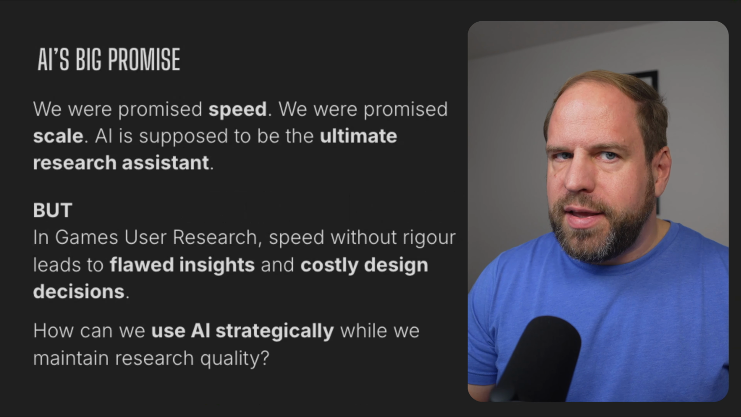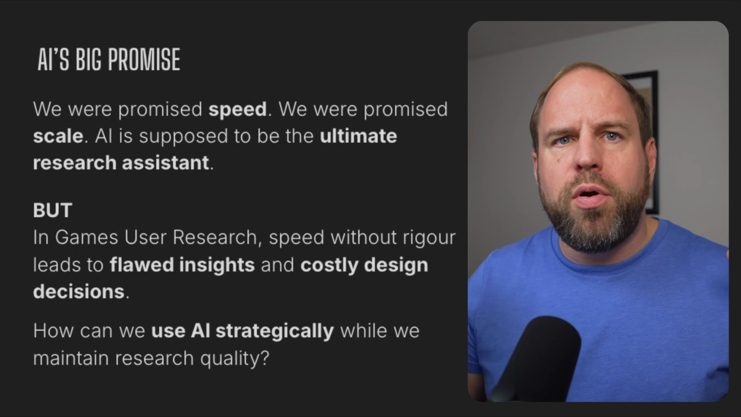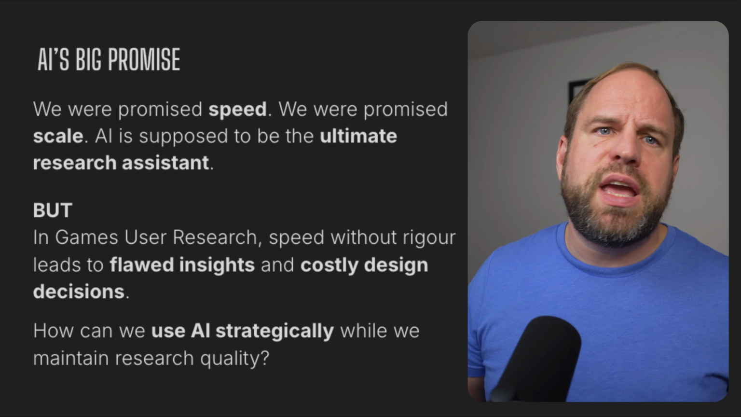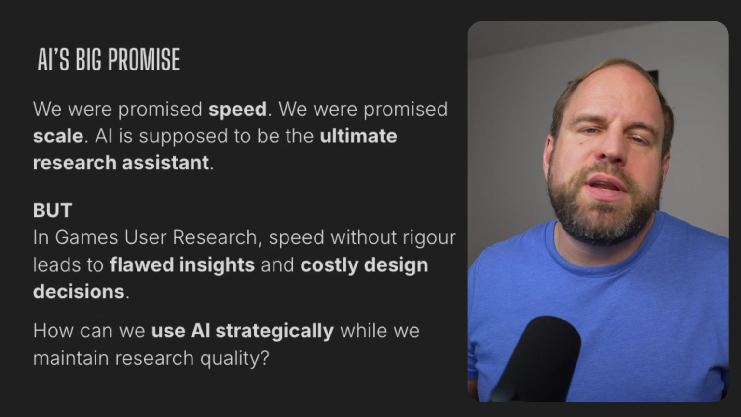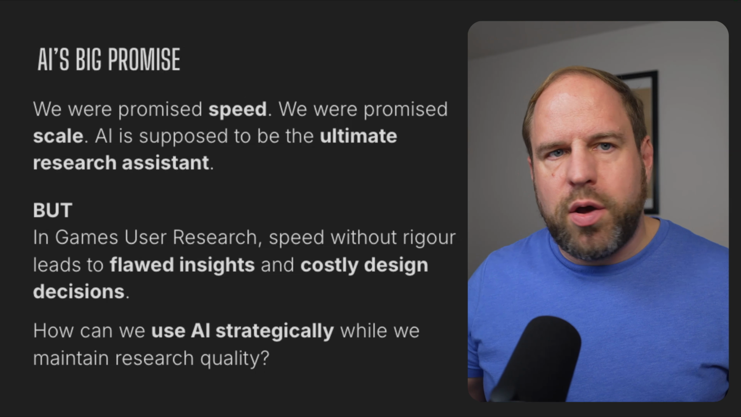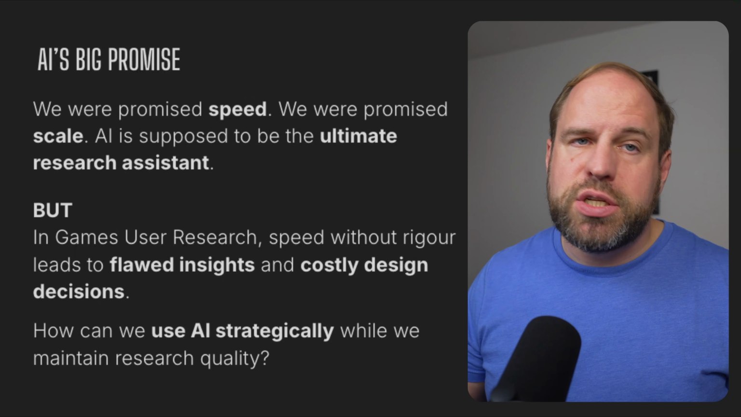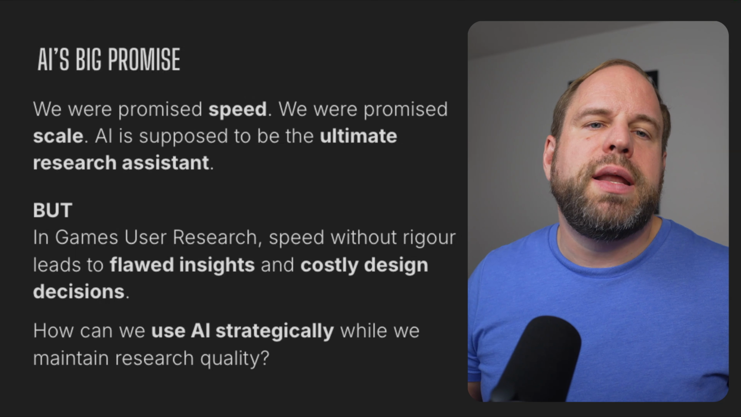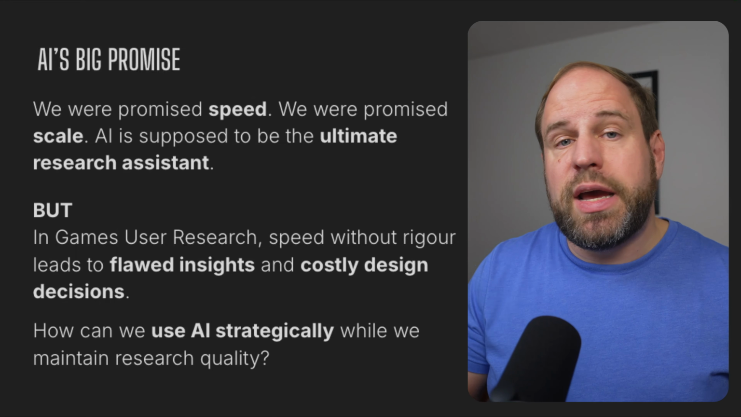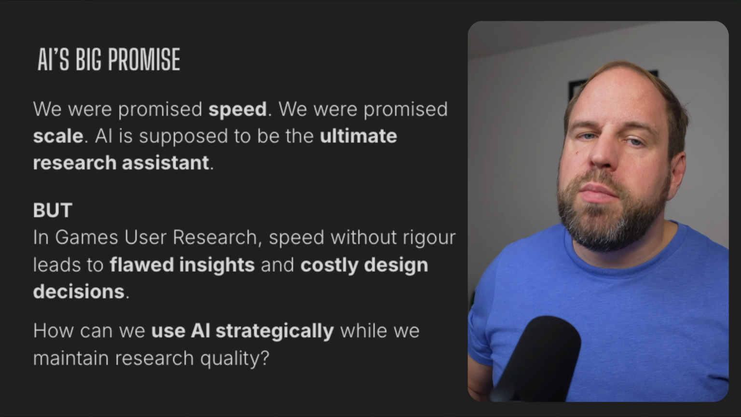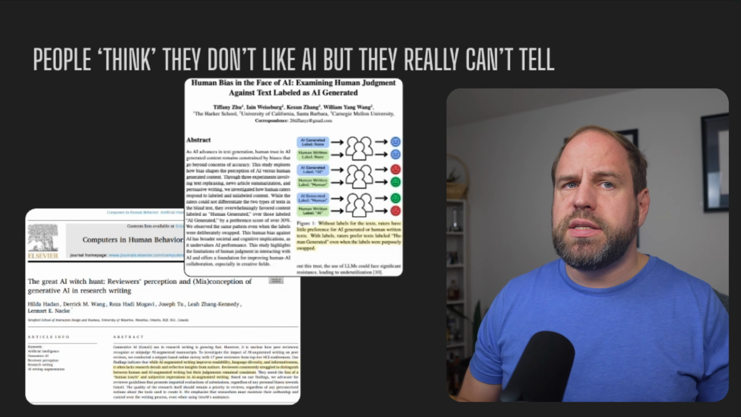So one of the things that we have encountered is we've had this big promise of AI. We were promised speed. We were promised scale. AI is supposed to be the ultimate research assistant. And in a way it is. But in games user research, speed without rigor is really something that leads to flawed insights and costly design decisions. We don't want to do that. We are at our heart researchers, so we want to find ways how we can use AI strategically while we maintain research quality.